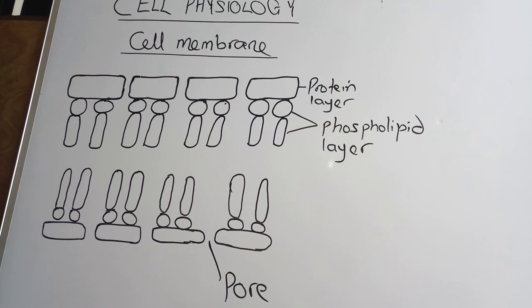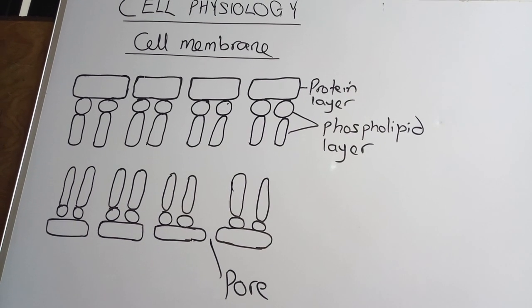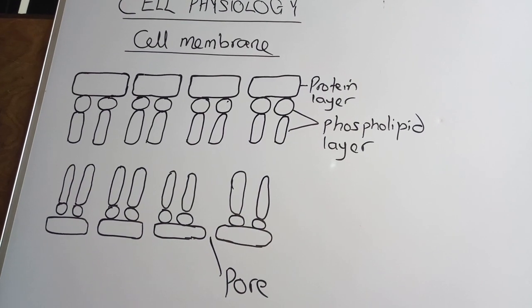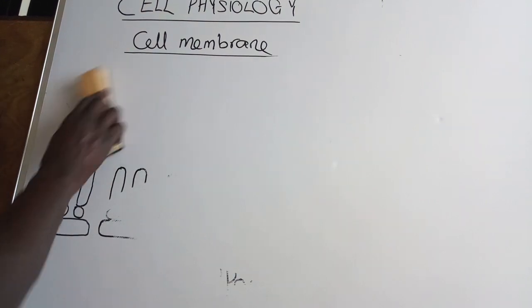So, what are the properties of a cell membrane? One, a cell membrane is semi-permeable. That simply means the cell membrane will only allow small-sized particles to pass through it, and large-sized particles will not pass through it.